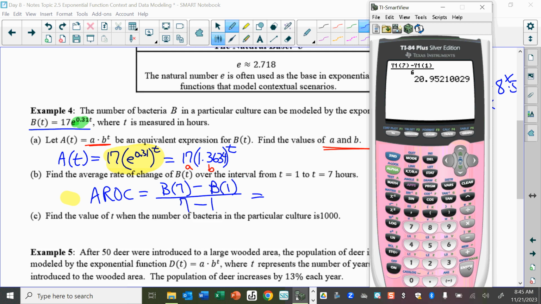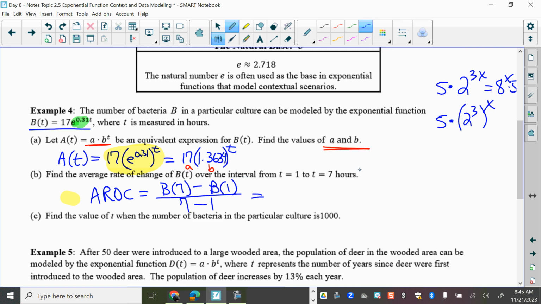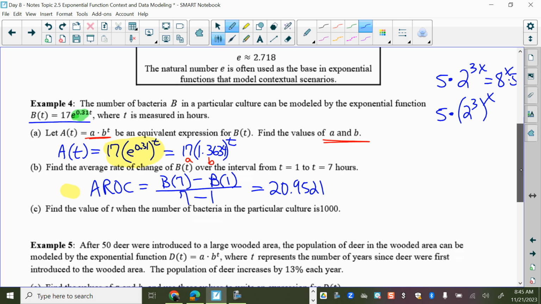All right, so 20.9521. Okay. 20.9521, but actually, oh yeah, that's fine. So this is how it's changing. The bacteria, so is the bacteria growing or dying? It's growing, right? It's growing by about 20 every hour. What is this? Hours. All right. About 20 every hour, almost 21. Okay. Now, here comes the trouble.